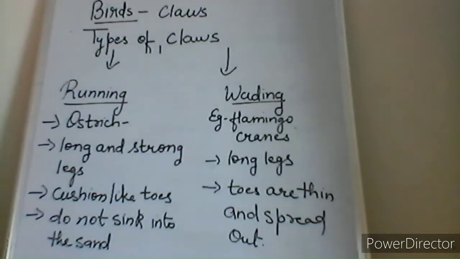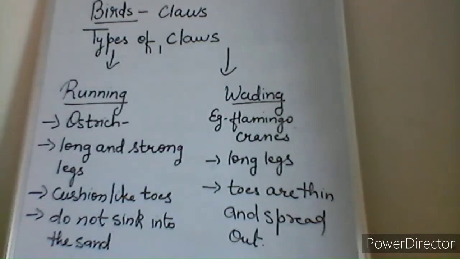Now children, we are going to understand about other types of birds and their different claws. Next are running birds and wading birds. Running birds are birds that run, and we know that the ostrich is a flightless bird. Other examples are emu and cassowary, also flightless birds. The ostrich has long and strong legs for running, and its heavy cushion-like toes do not sink into the sand while it is running.